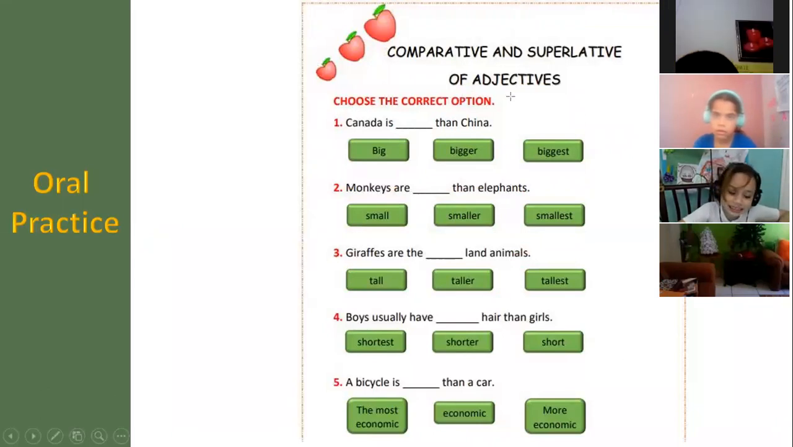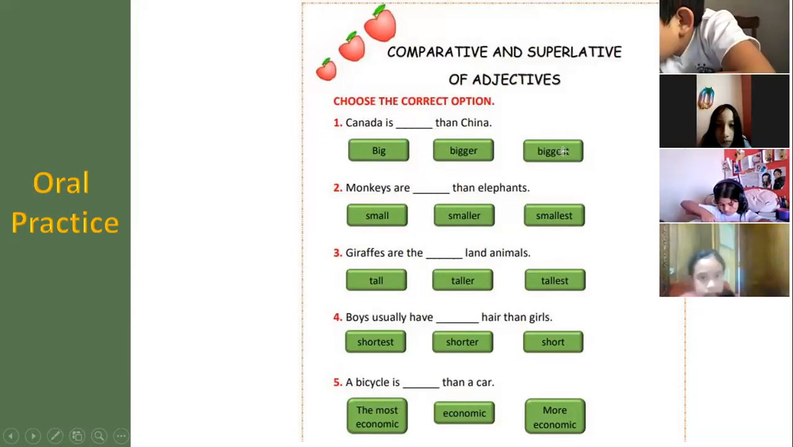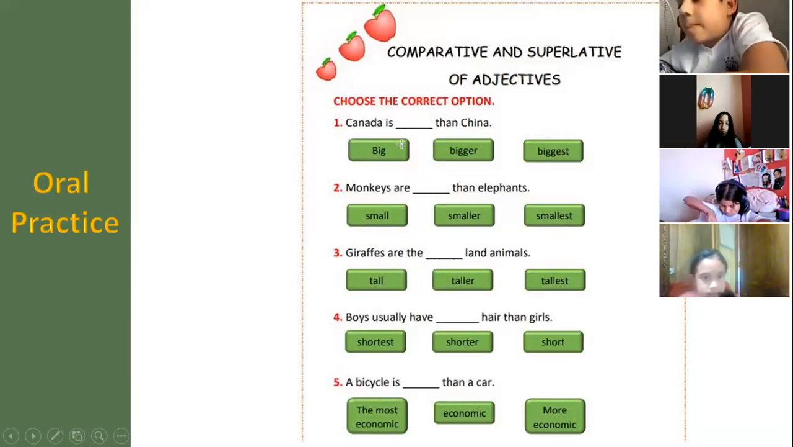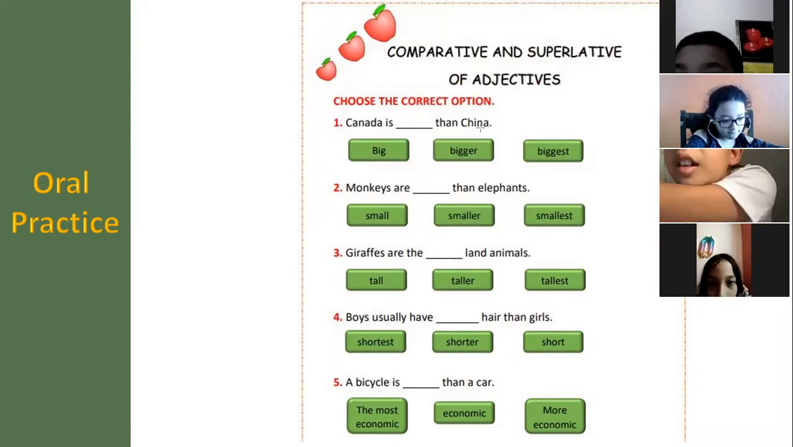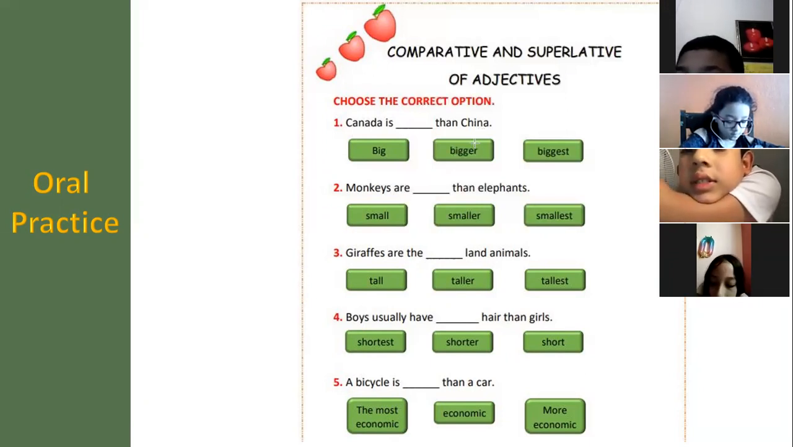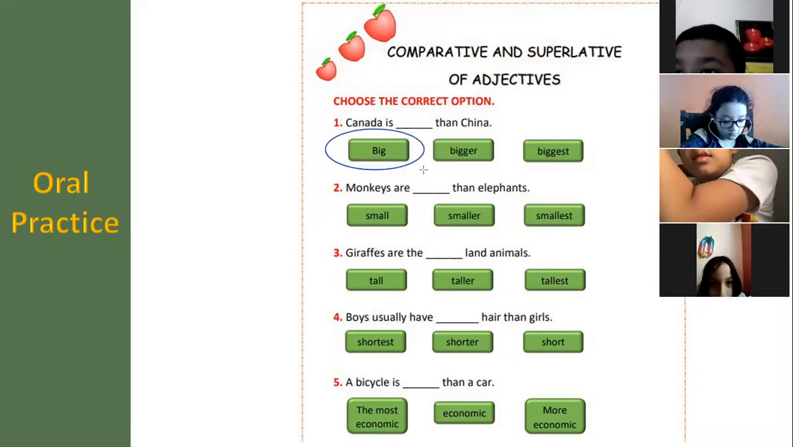Oral practice, the first one. Choose the correct option. We have big, bigger, or biggest. I am going to say a name because I need to be sure everyone understood. Alan, let's do the first one. Canada is big, bigger, biggest than. Big. Canada is big. This one.